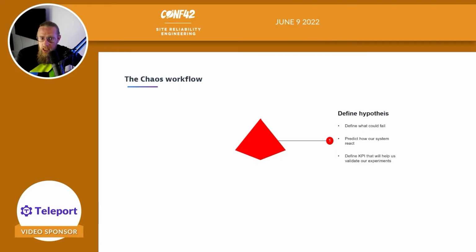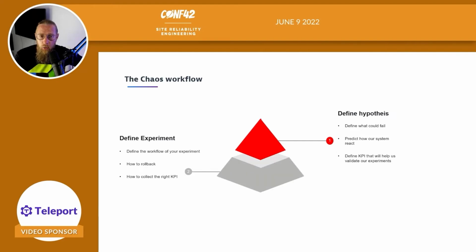Then I need to predict how my system reacts. Either it will handle it properly because I've designed an awesome architecture, an awesome software design, or I can also predict that my system is going to fail or have some problems writing to the database. So we need to list what we expect from that situation. Then we need to define what metrics and events we need to collect to be able to validate our experiments. And then we define our experiments.